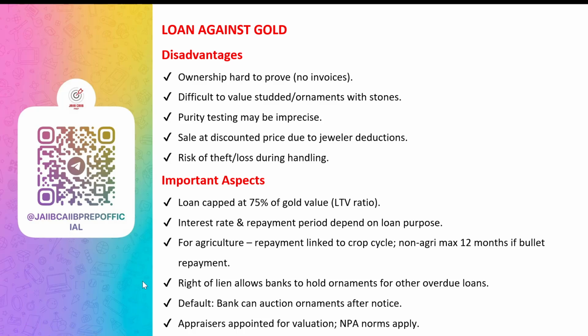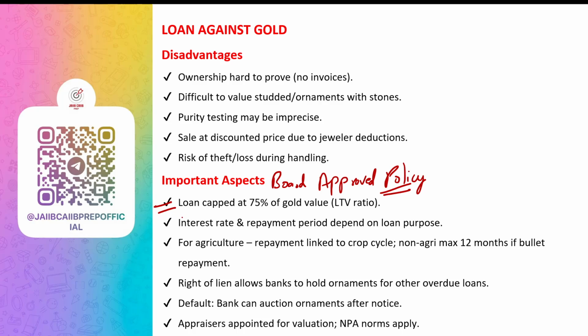So there should always be a bank board approved policy. Loan to value ratio is capped at 75%, which basically means the banks cannot lend more than 75% of the value of the gold ornament or the jewelry.